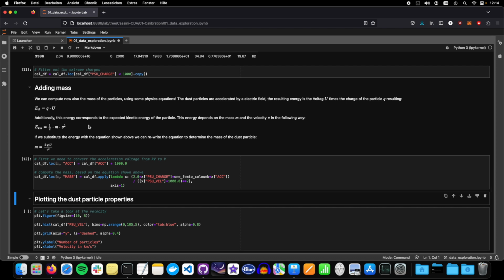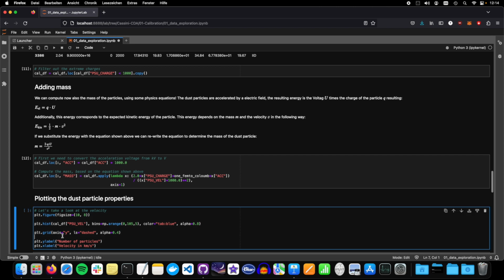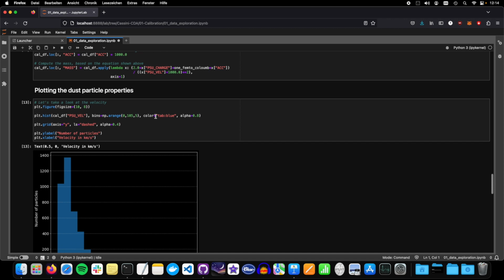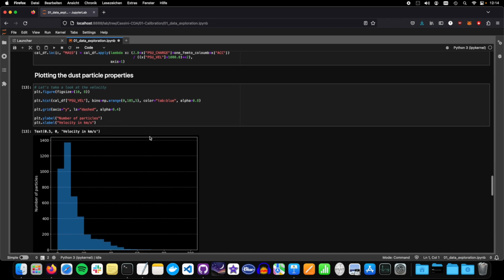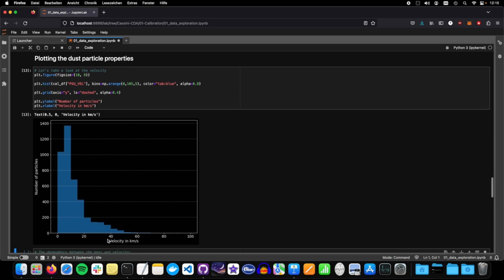Now I would suggest to plot our particle properties. Let's start with the velocities so that you get really an understanding, a feeling, of how it looks, because for now we have no clue how the data look. So here in this example, we use matplotlib to create a histogram of the velocity distribution, divided in bins of 5 kilometers per second. And there you see we have a range from very small velocities up to 50, 60 kilometers per second, with a peak here at around 10 kilometers per second. This is our distribution.